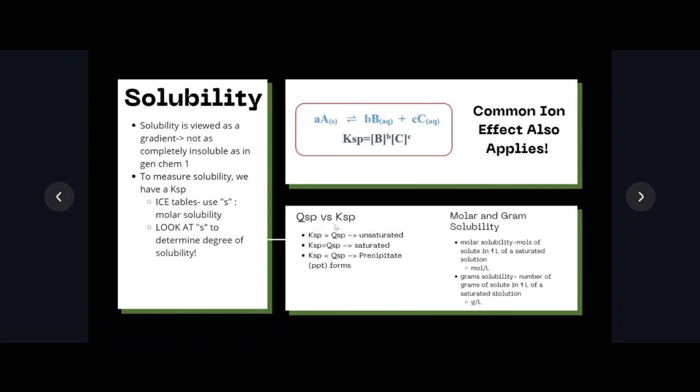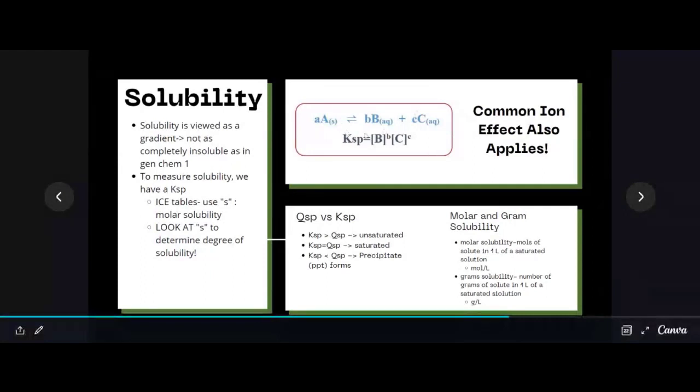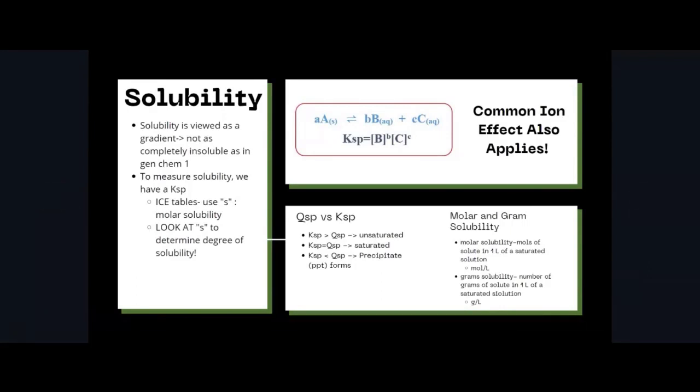So if we have a Ksp, we also then have a Qsp. Let's think about what's going on here. When Ksp is greater than Qsp, it's going to be an unsaturated solution. Why? If you remember from when we talked about how K and Q are related, when K is greater than Q, the reaction shifts to the right. If it shifts to the right here, more aqueous ions are forming, so more aqueous ions can still be in the solution. It can be unsaturated, because the possibility of more ions being made is there.